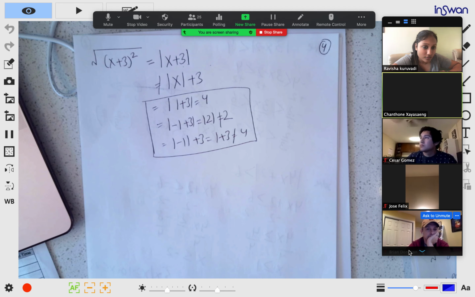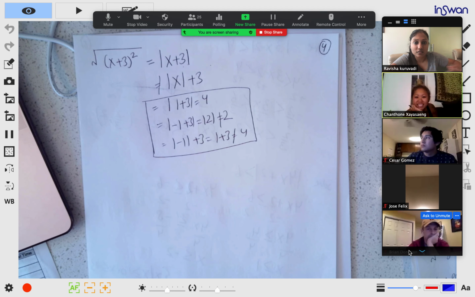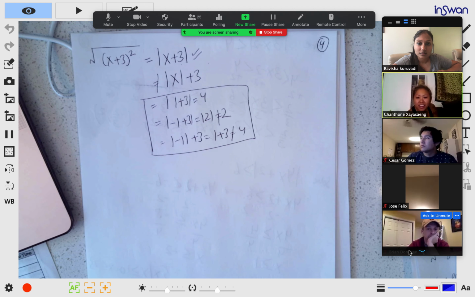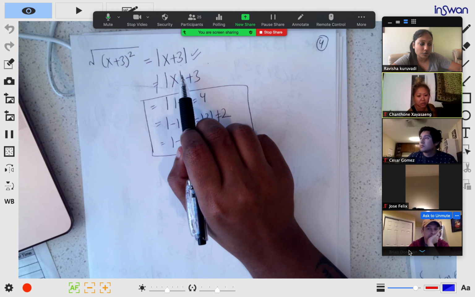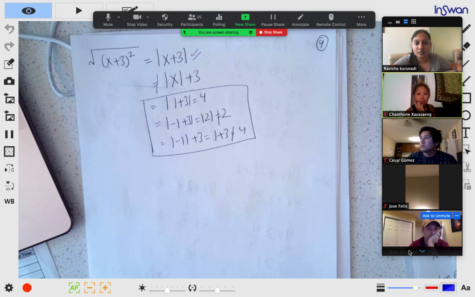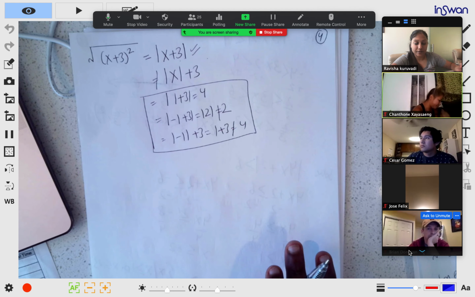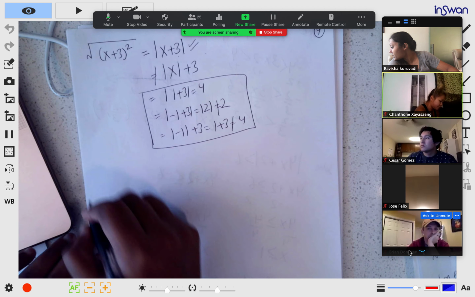So what would be the final answer? It's here, this one. Which one? The absolute value of x plus 3. Oh, okay, gotcha. Because you cannot take out 3 outside. Let's do one more example here.